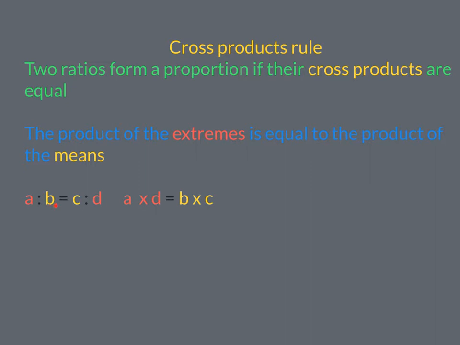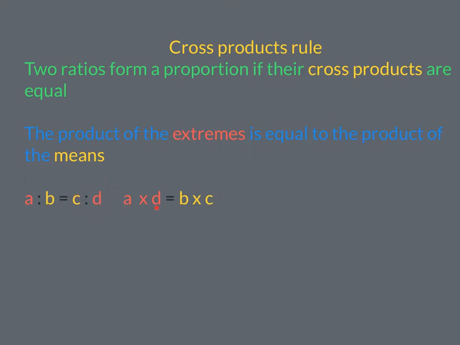A to B is equal to C to D. These are the extremes. A and D are the extremes, and B and C are the means. So I've color coordinated it right here. So then you could also write it as A times D is equal to B times C. So this is your fractions. These are your proportions or your ratios.